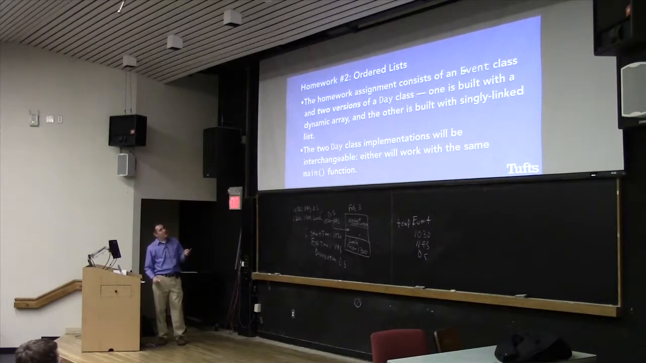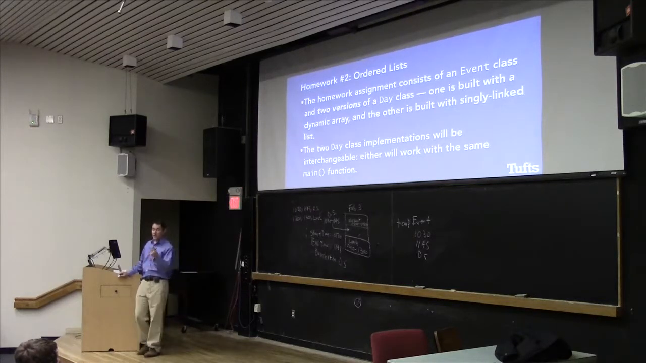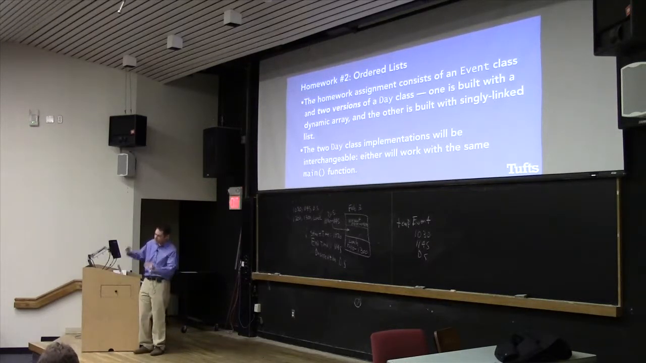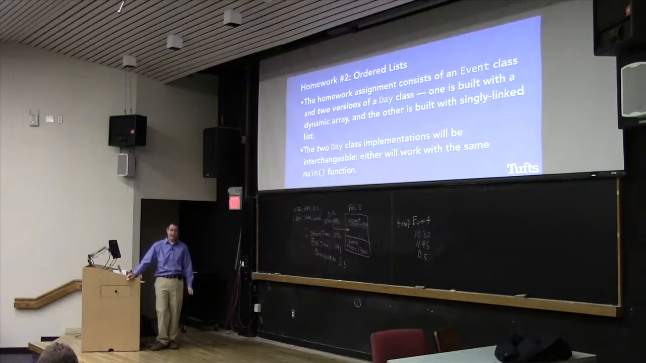I already mentioned this. We've got an event class. Now, for this assignment, we have been talking about two types of lists in here, right? We've been talking about dynamic arrays and linked lists. This assignment is going to involve creating two versions of the day class. One is going to be a dynamic array version, and the other is going to be a singly linked list. So no need to worry about these doubly linked lists. You'll get enough of that in lab.